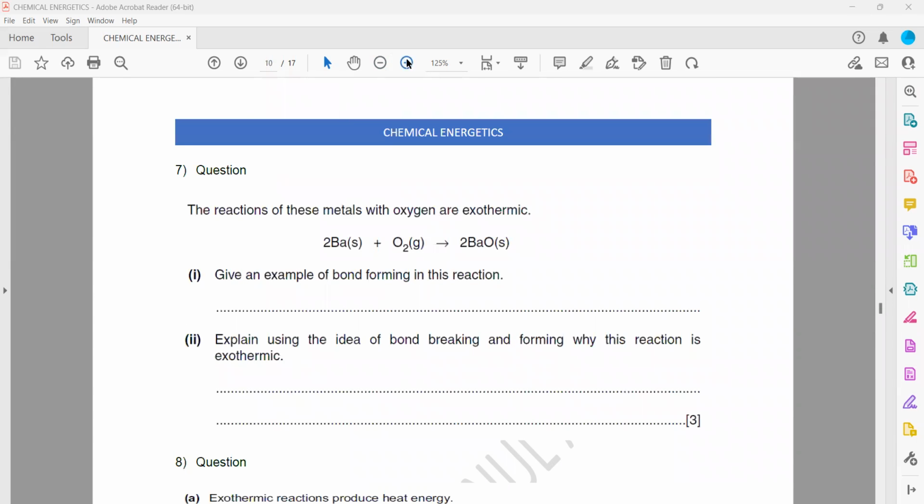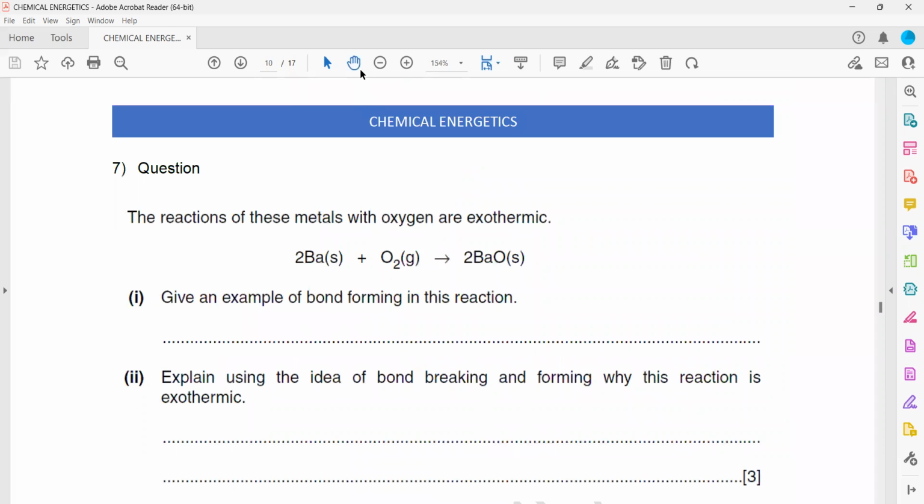In question 7, the reaction of these metals with oxygen is exothermic. Give an example of a bond forming. The reactant side is the bond breaking side and the product side is the bond forming side. So which one is the bond forming side? The bond forming side is the product side. So give an example of bond forming in this reaction. That's a bond formed between barium and oxygen.